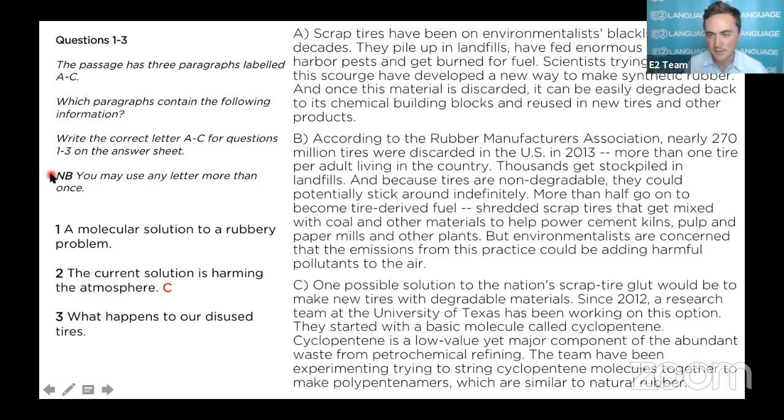Look at this one. A lot of people miss this. You may use any letter more than once. So I've used C here for number 1. I can use C again here for number 2. Be careful of that. Here it says you may use any letter more than once. The current solution is harming the atmosphere. It should be B, actually.